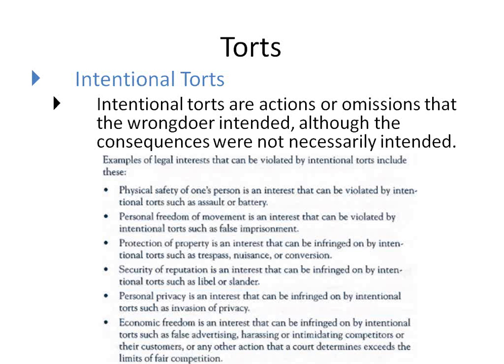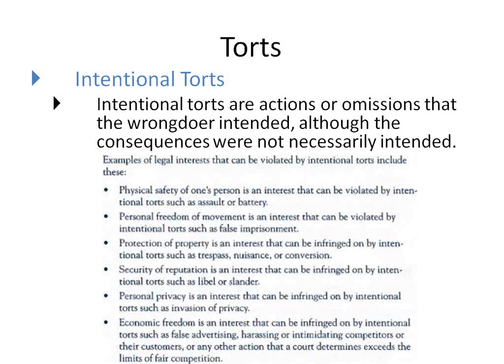Personal freedom of movement is an interest that can be violated by intentional torts. Okay, so false imprisonment. Are you holding someone? This becomes an issue. So again, if you're in the grocery or retail industry and you have a shoplifter, there are certain things you need to do. You're making a citizen's arrest. There are certain elements that you have to say so that you don't have a claim of false imprisonment in those cases. Protection of property is an interest that can be infringed on by intentional torts such as trespass, nuisance, or conversion.